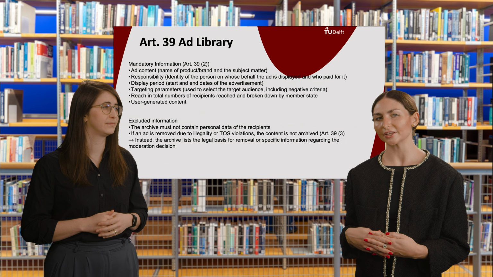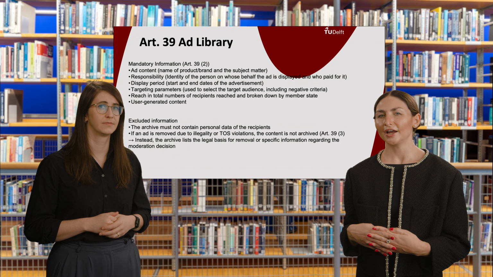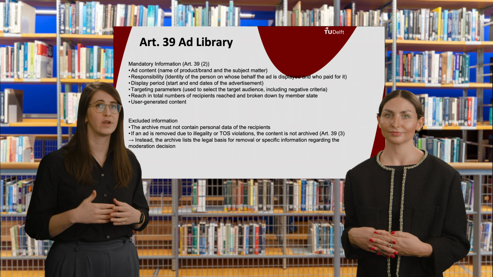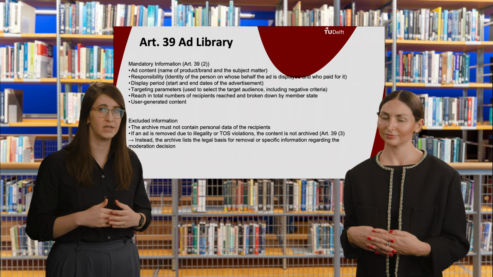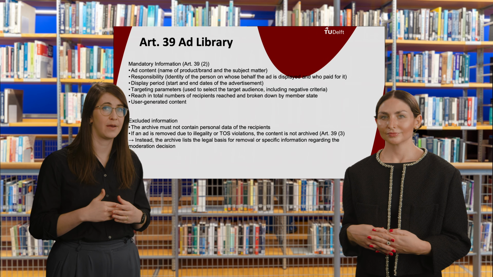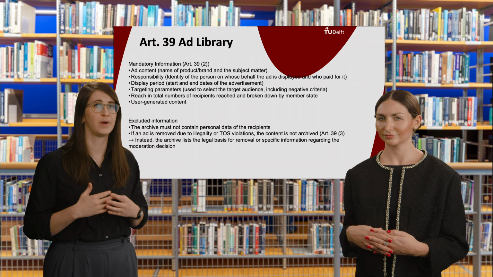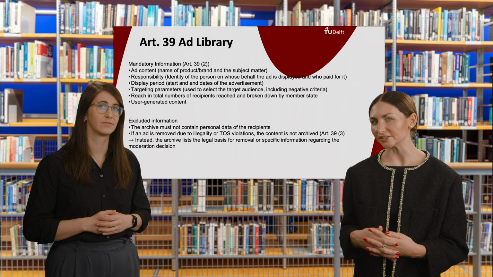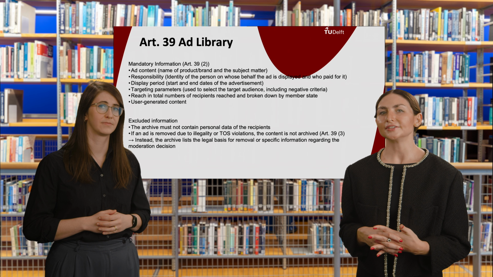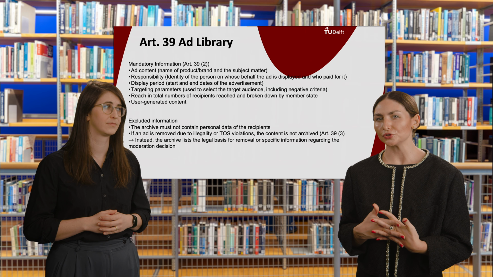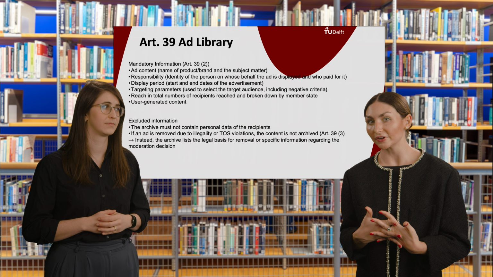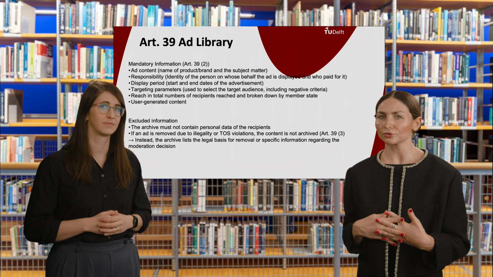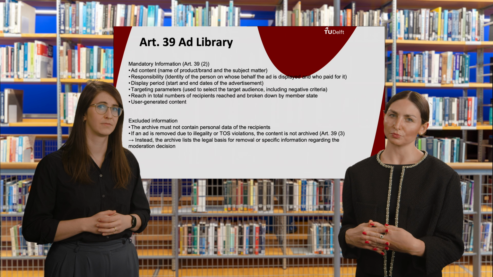The data must remain available throughout the display period and for at least 1 year after the last display. The repository must include core information: the ad content, who paid for it, the time it ran, the targeting parameters, and the reach, broken down by member state. At the same time, it must not expose personal data about the ad recipients. And where an ad is removed due to illegality or terms and conditions violations, the content is not archived, but the repository stores information about the basis of the removal.